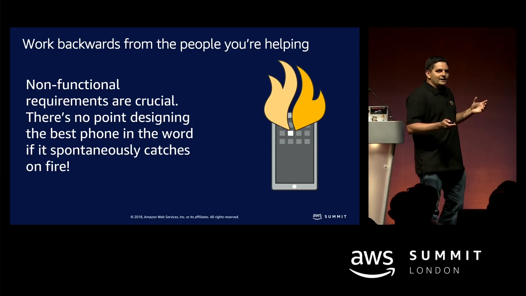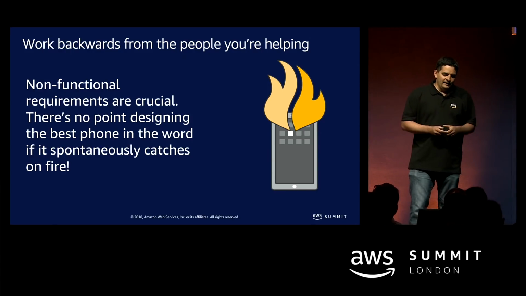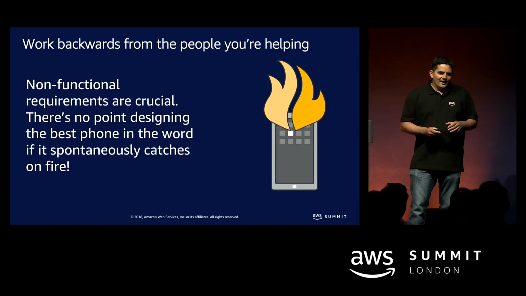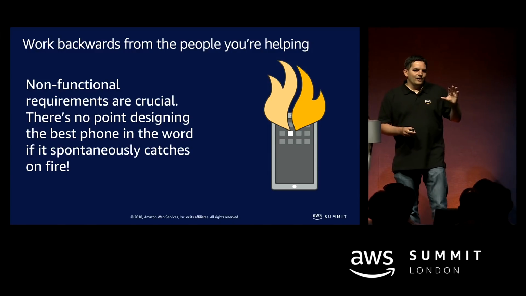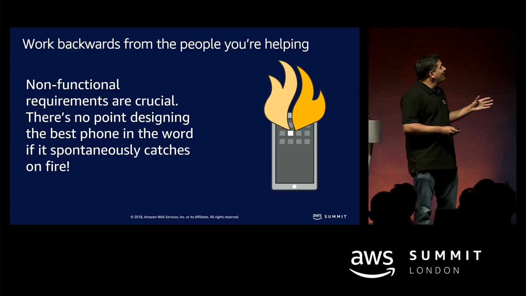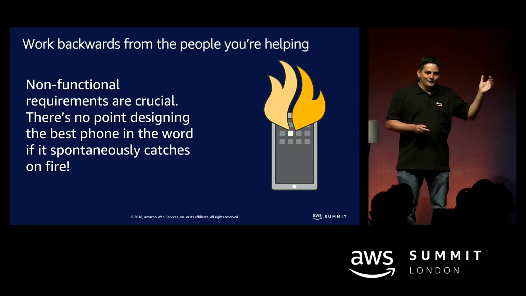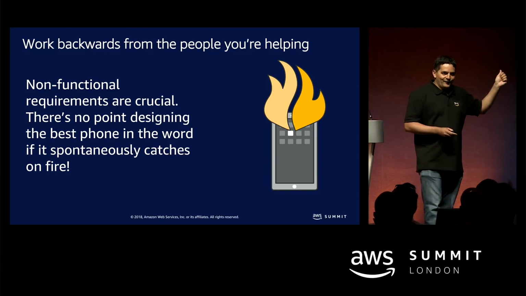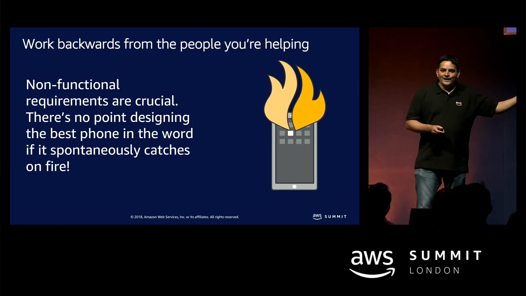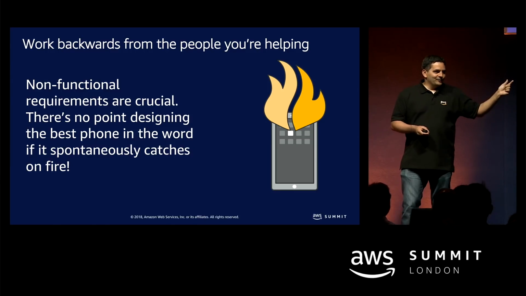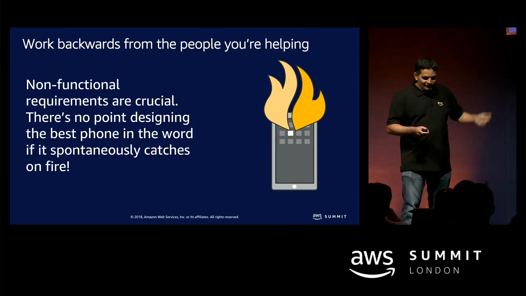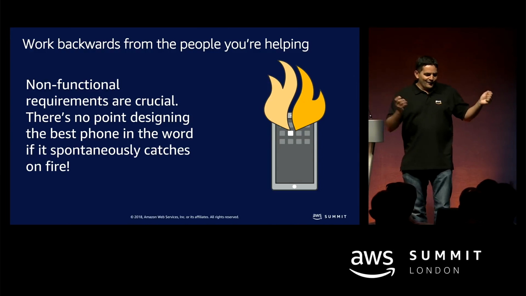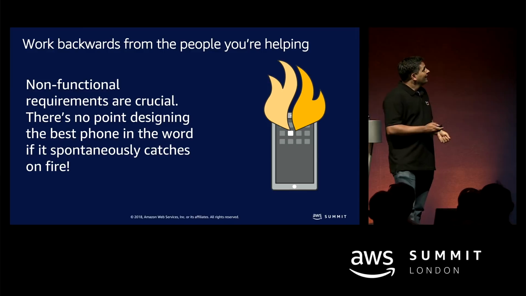So ultimately, you should try and work backwards from the people you're helping. And this is where non-functional requirements are crucial. There's no point in designing the best phone in the world if it spontaneously catches on fire. You can't take it on an aeroplane, and ultimately they recall every single one of them. So great phone, it's a bit of a shame.